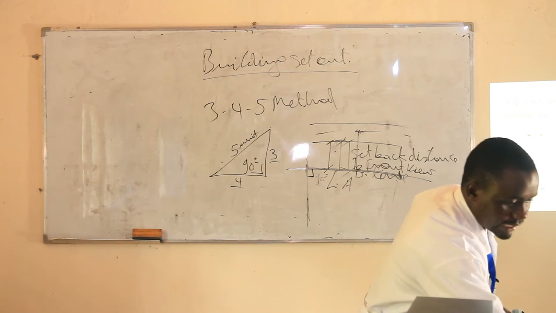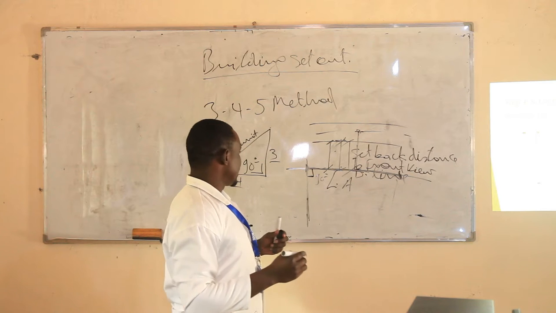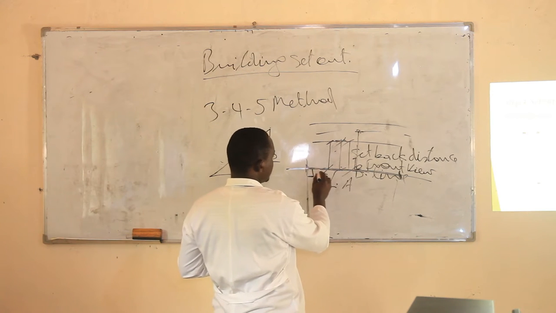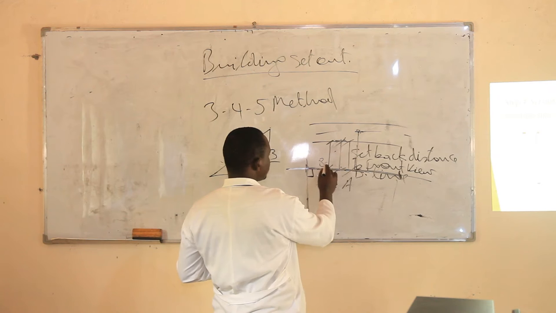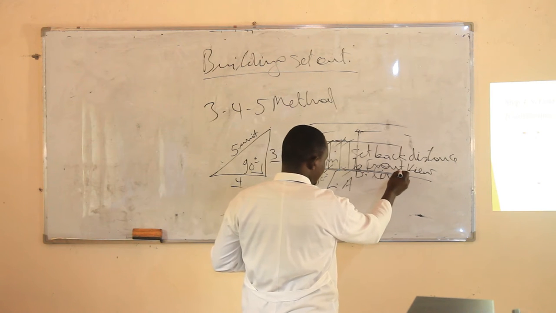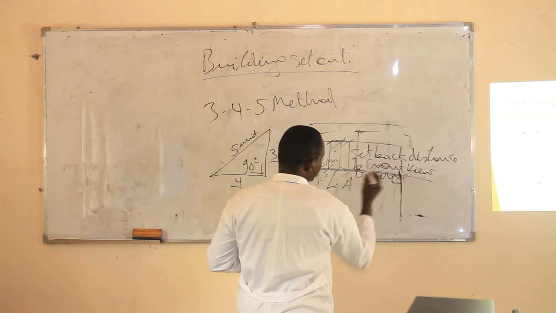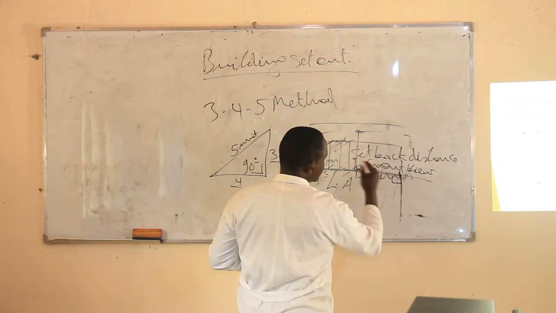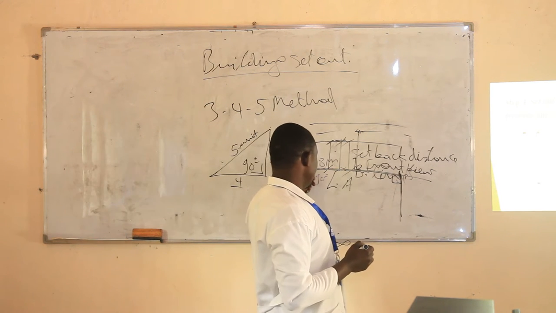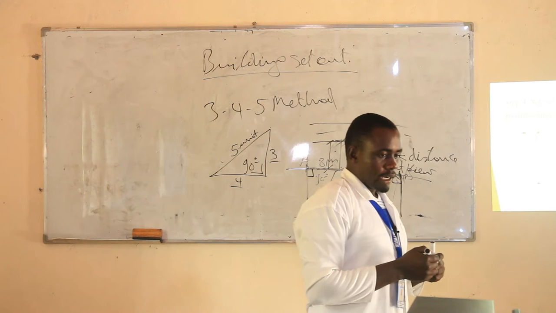The fourth step is set out the second right angle to the front edge line. You need now also to set the second. Suppose you have the front face of your building 80 meter. You measure from the peg here, 80 meter here, and then set now the second right angle. This can be A and B or B, A. So no problem. It depends on your right and left.